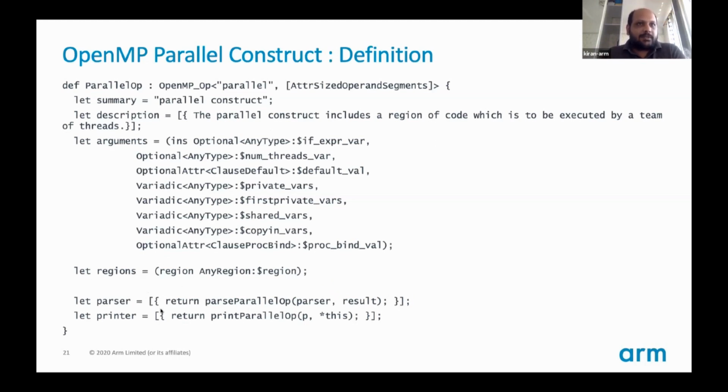And then, as I mentioned before, because this requires a domain-specific syntax, we have to define custom printers and parsers. So the functions parse parallel op and print parallel op have to be defined so that you can print and parse it.